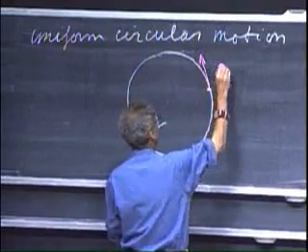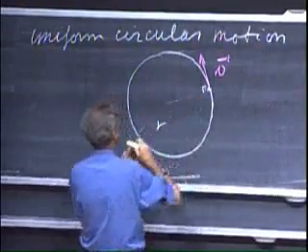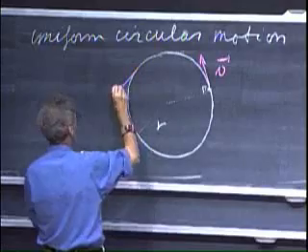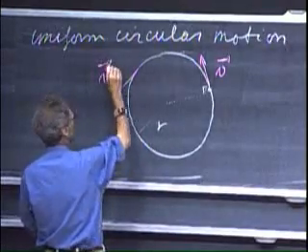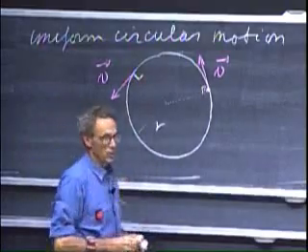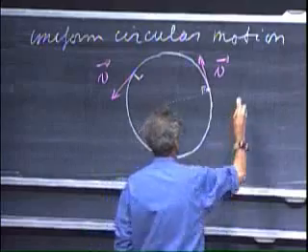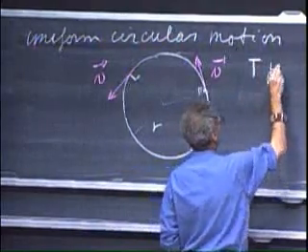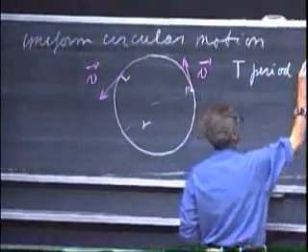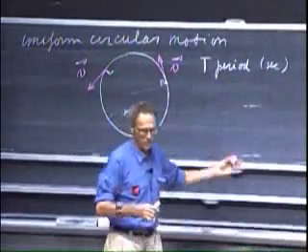When the object is here, this is the velocity. It's a vector, perpendicular. And later in time, when the object is here, the velocity has changed, but the speed has not changed. We introduce T, what we call the period. Of course, it's in seconds, which is the time to go around once.